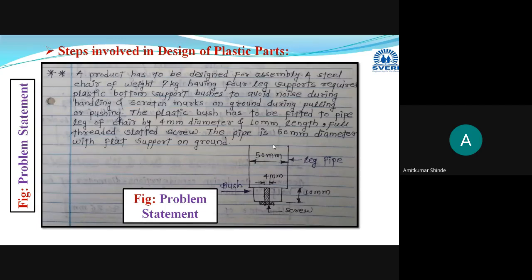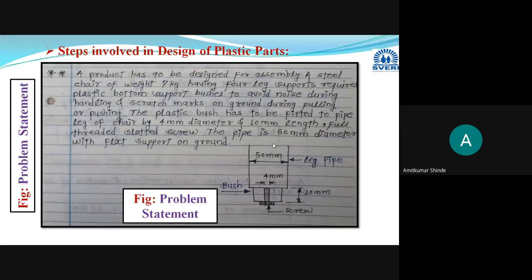So this is the numerical part, the numerical part from this chapter. This is the problem statement. I think this is visible on your screen. In today's session, we will discuss this problem statement and how to design a bush.